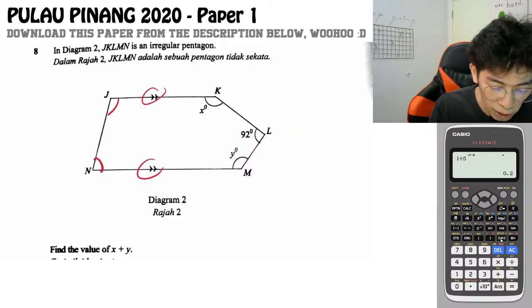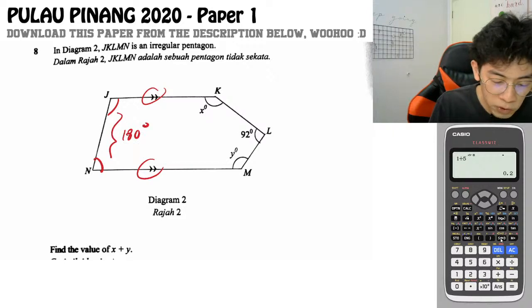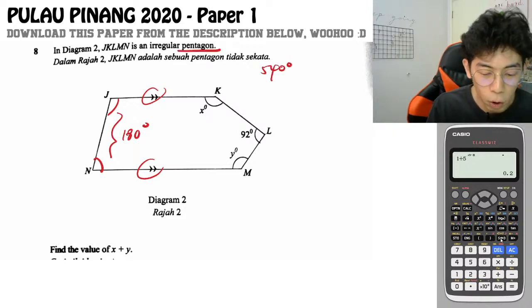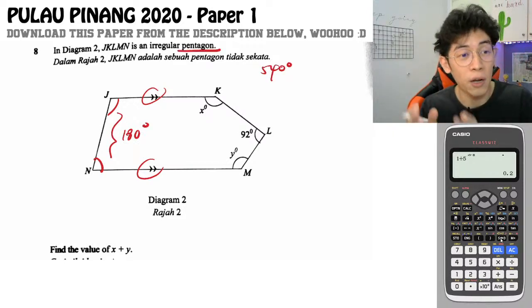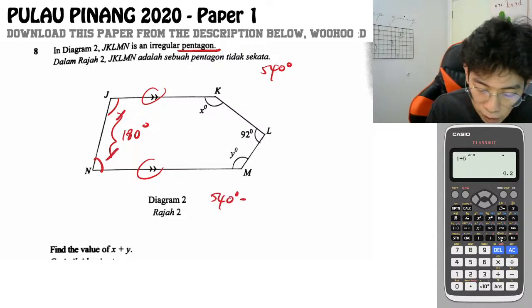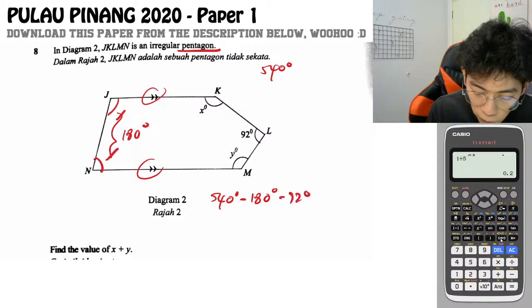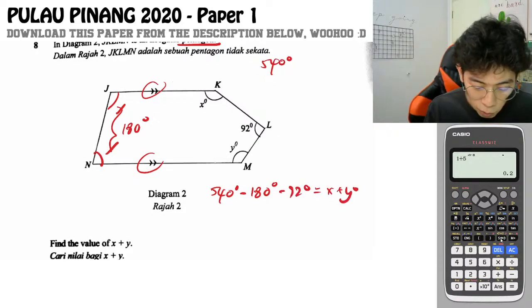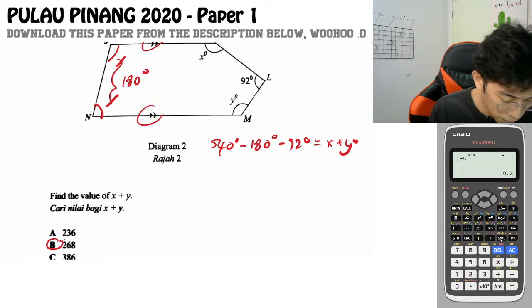Parallel, so these two angles are 180 total already. And when you see a pentagon, the total is 540. Or maybe you can use 180 bracket 5 minus 2, but I'm not doing that lah. So you just take 540 minus both sides, 180 minus 92. Then you get your x plus y already. Can you see the question is so funny? So the answer is B. Okay, next.